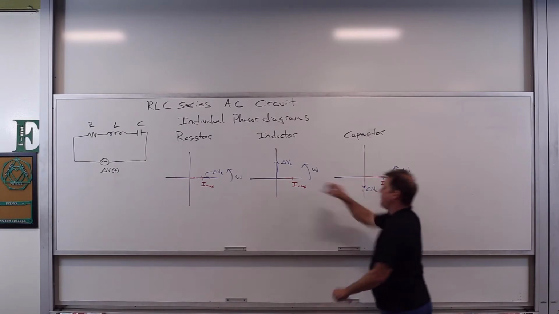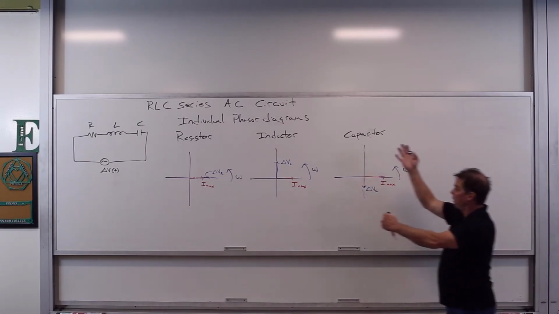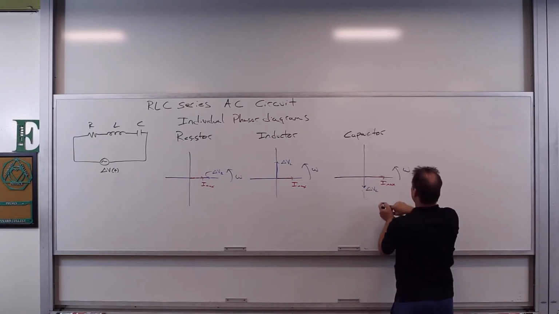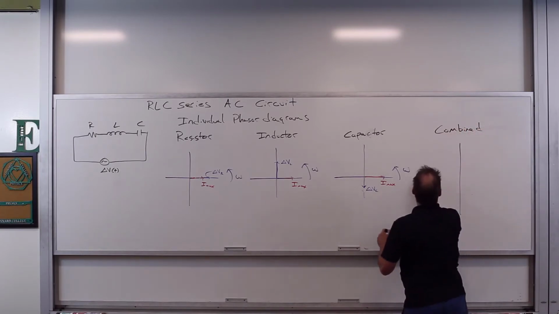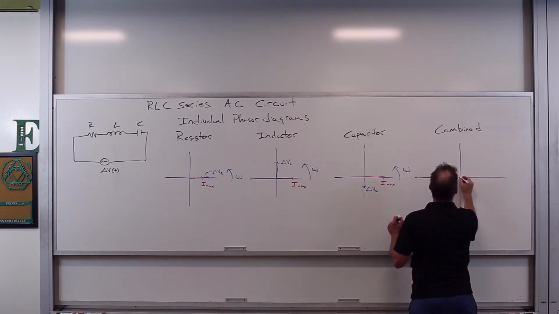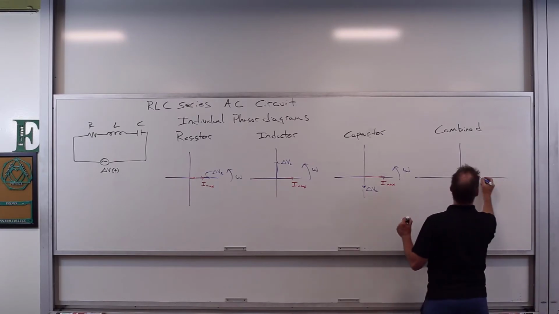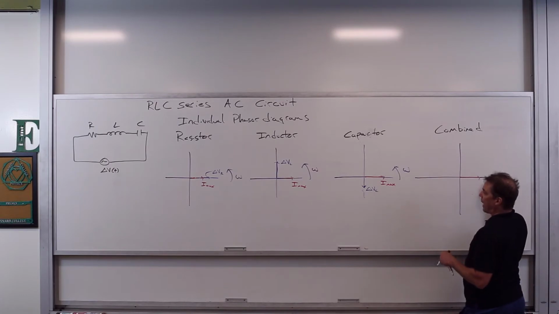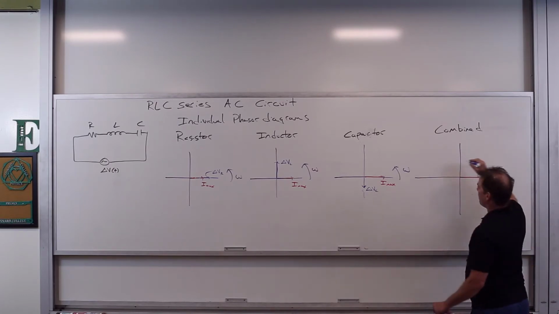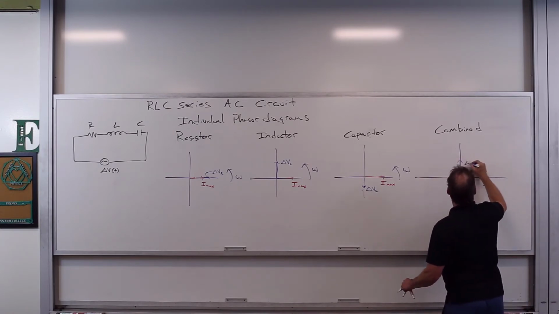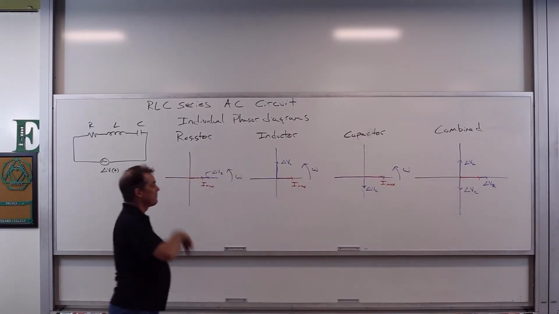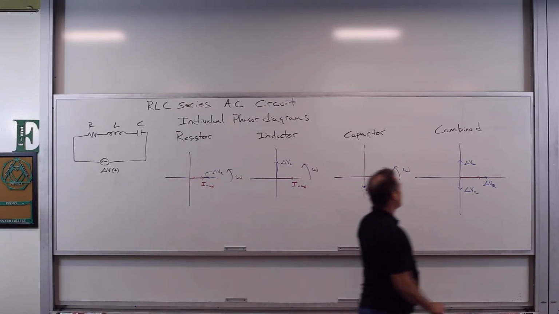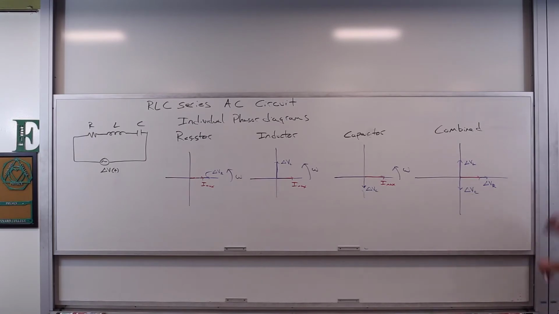So what happens if we combine all these? Well, the current is in the same orientation with all of these. Great, because in the circuit, the current should be the same everywhere. So, combined. What do we have combined? A little bit bigger. We've got ourselves the current. We've got the potential difference across the resistor, delta V sub R. We've got the potential difference across the inductor, delta V sub L, and we've got the potential difference across the capacitor, delta V sub C. At any given moment in time, the projections of all these onto the y-axis have to add up to be equal to the source potential.